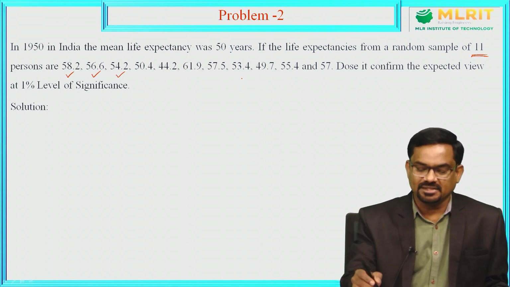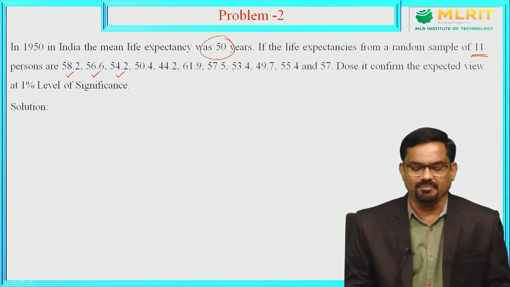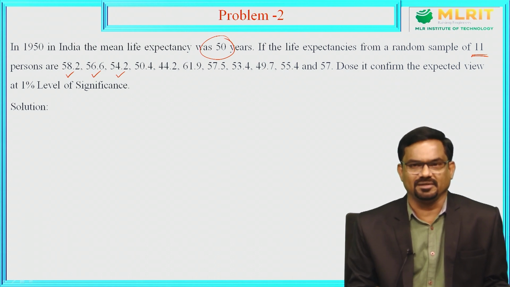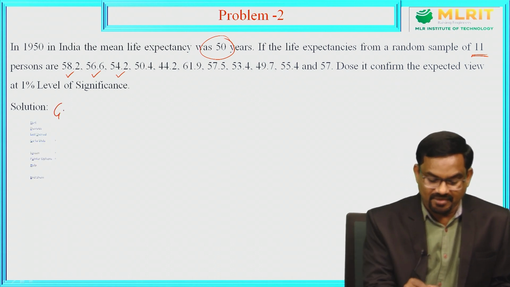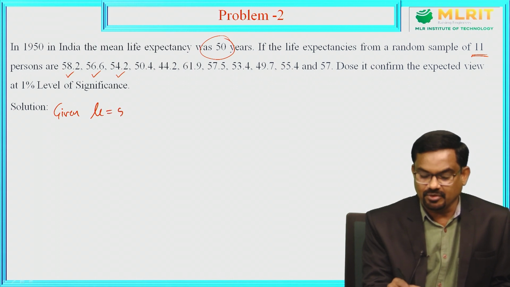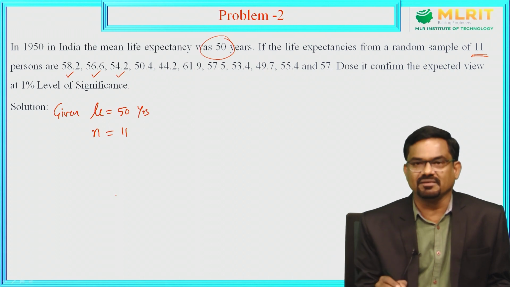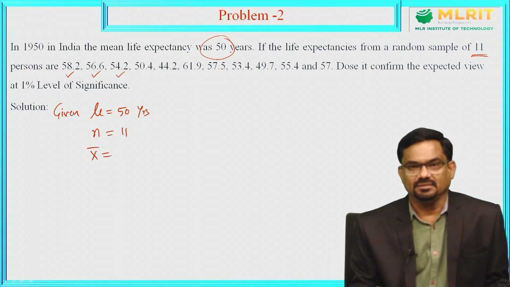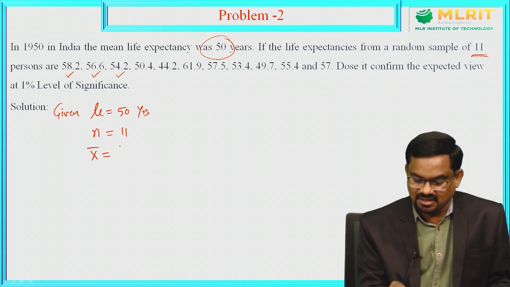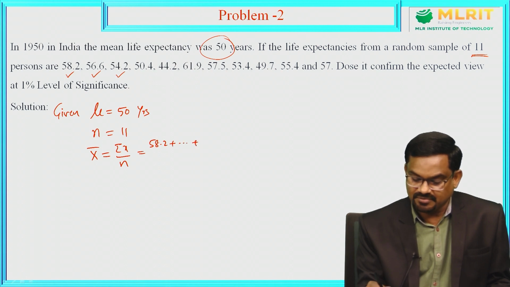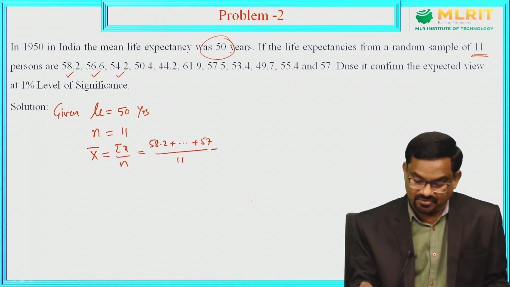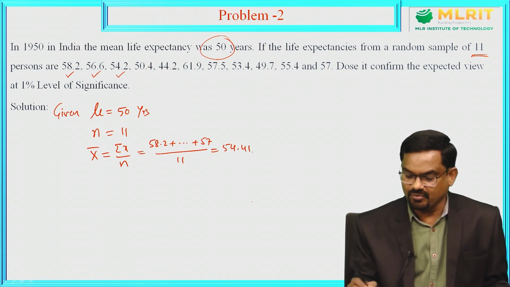Expected view means the population mean, or the mean life expectancy, is already given as 50. So, given the population mean mu equal to 50 years and the sample size 11, we need to calculate the mean of the sample having 11 elements. So, sigma x by n: 58.2 plus so on plus 57, the sum of 11 values divided by 11, which will be equal to 54.41.